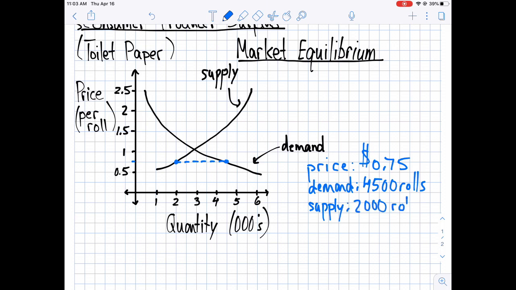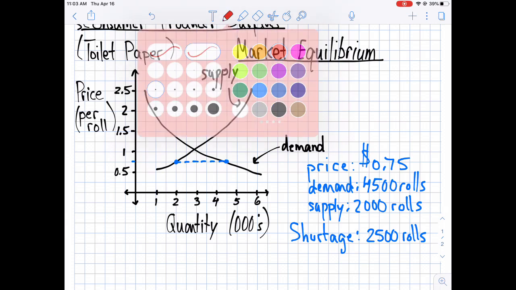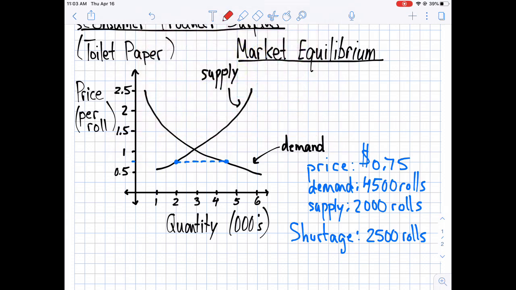And so right away you notice that there's going to be a shortage. Okay, there's going to be a shortage in this case of 2,500 rolls. And as a market, that's not ideal. Okay, what would happen in a situation like this? As soon as the companies producing the toilet paper realize that there is a shortage, the price is going to go up as people sort of compete to end up purchasing it.